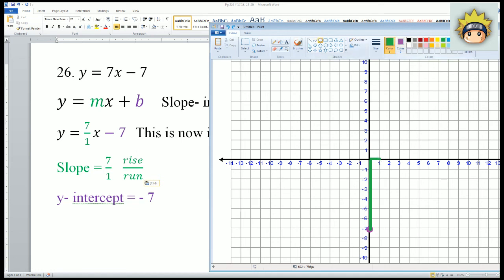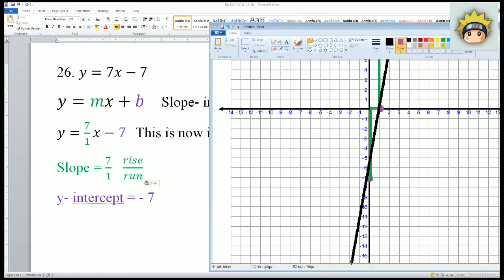Let's do that again one more time. You only really need 2 points. Up 7: 1, 2, 3, 4, 5, 6, 7. Across 1, and make that purple right here. Good. There you go. Now you can connect the 2 dots, or the 3 dots in this case. There you go. It should be extended a little bit further.